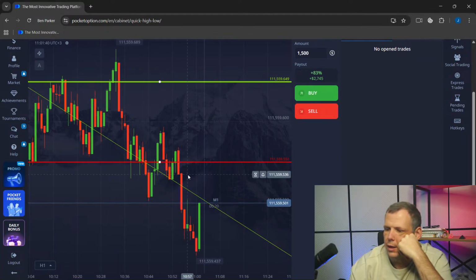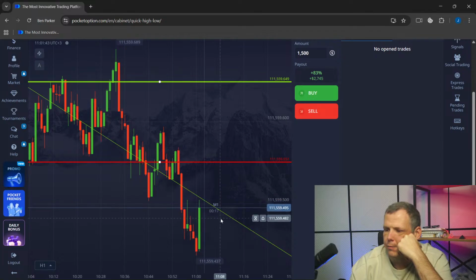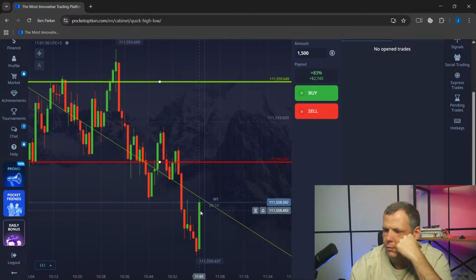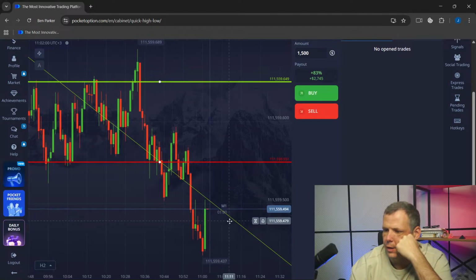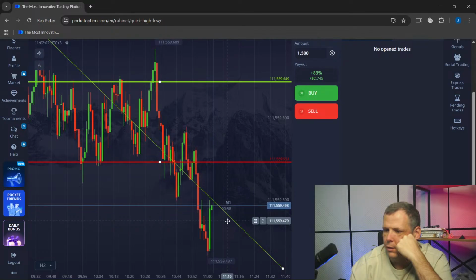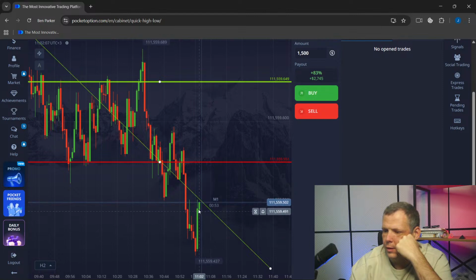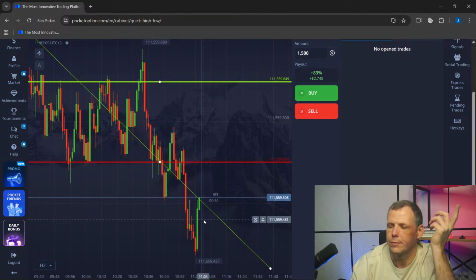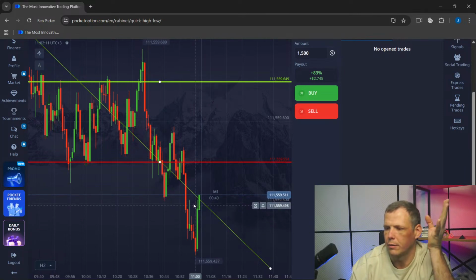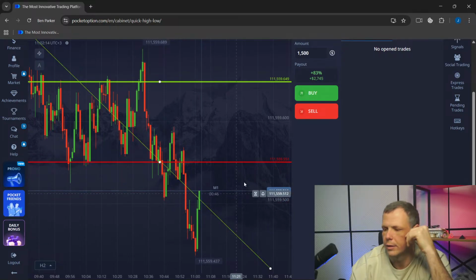Huge power. Again, coming back above. Rejecting the higher price. Sellers are coming back in. It's probably going to bounce off the other way. What we really want to see here, if you're going to be shorting this market, is for it to be below the trend line. Perfect.